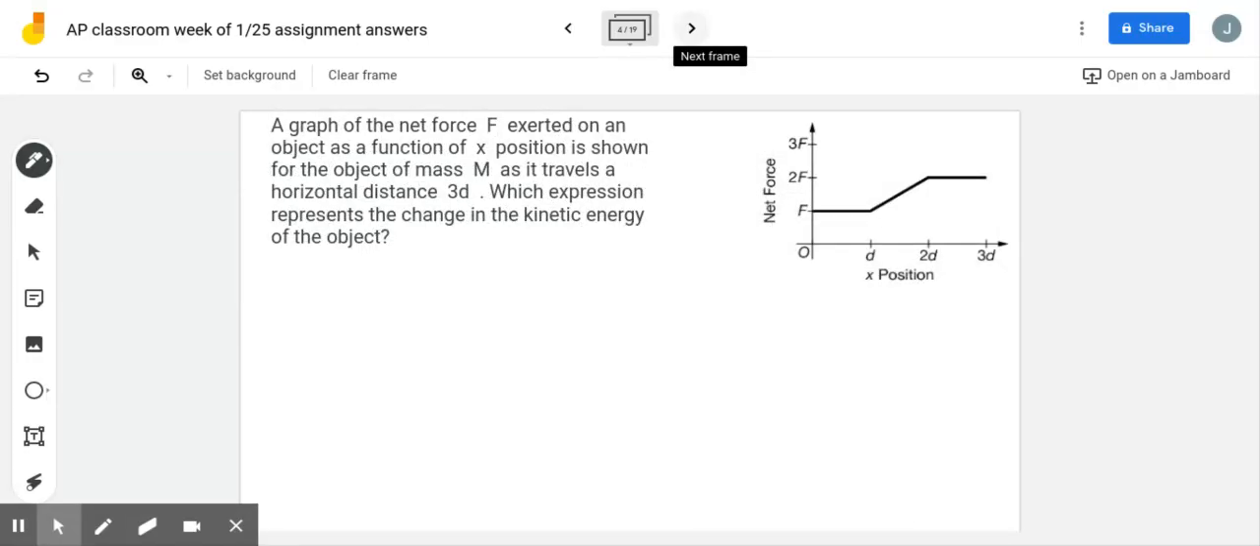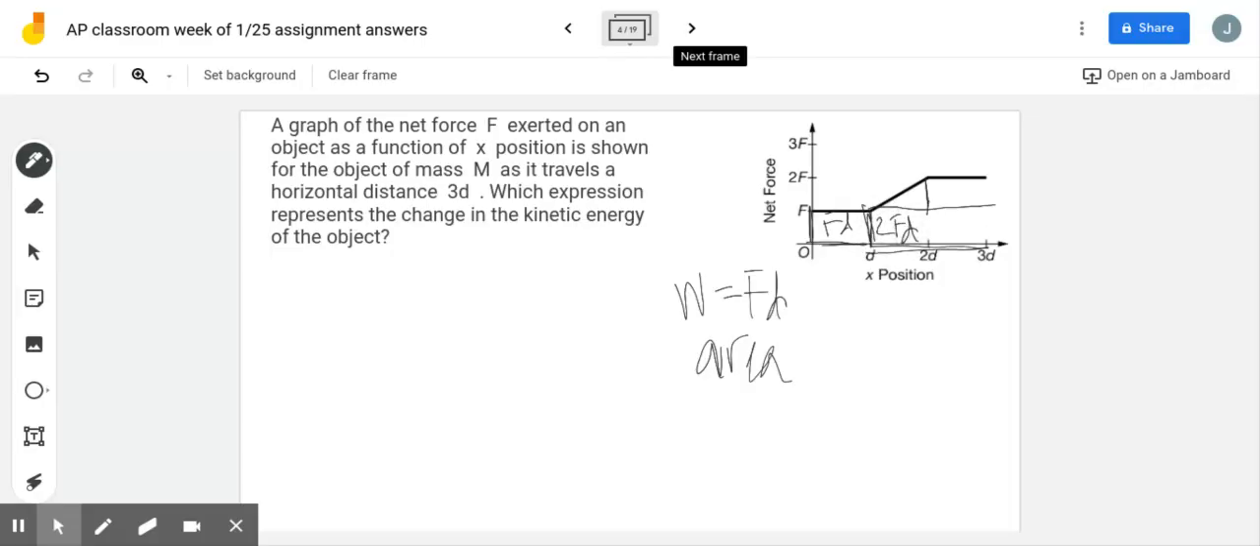All right, the graph of the net force. Which expression represents a change in kinetic energy? Okay, so first of all, we've got force versus position. So work equals FD, which just means area under the graph. So I'm going to break it up for myself. So this is going to be force times D, so this is FD. This is going to be 2D times force, so 2FD. So that bottom is 3FD.